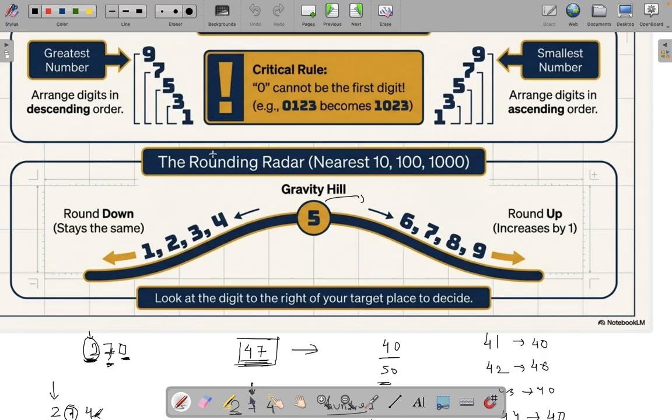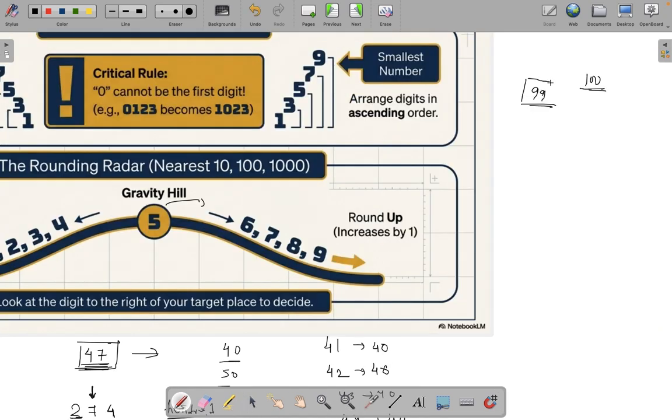Then we come to rounding of numbers, right? So, what does rounding mean? You went to a grocery store, purchased something worth 99, and you paid 100 rupees. Then you said, keep the change because it is very close to 100. So that is where we use rounding of numbers.